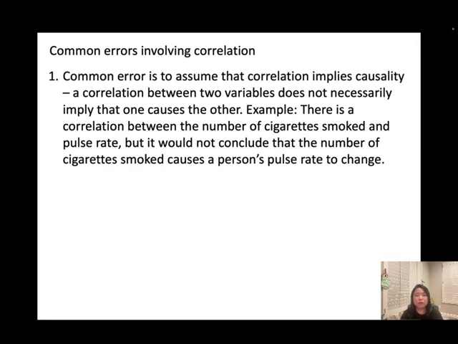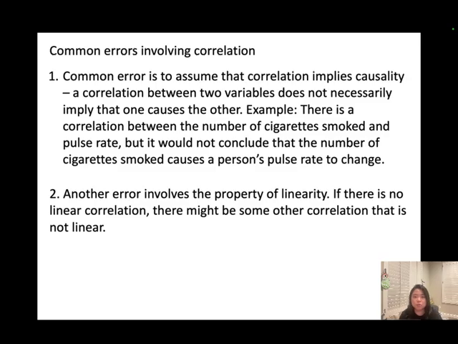Common errors involving correlation. It is a common error to assume that correlation implies causality. A correlation between two variables does not necessarily imply that one causes the other. For example, there is a correlation between the number of cigarettes smoked and the pulse rate, but we would not conclude that the number of cigarettes smoked caused a person's pulse rate to change. You can only say these two variables are associated with each other, but you cannot draw the conclusion that one caused the other to happen.